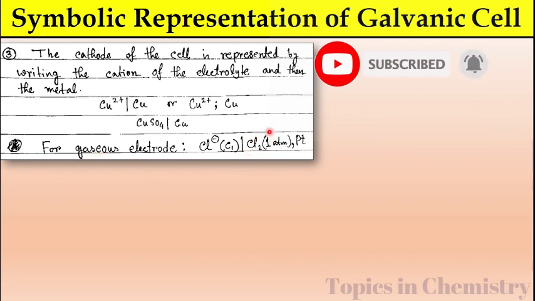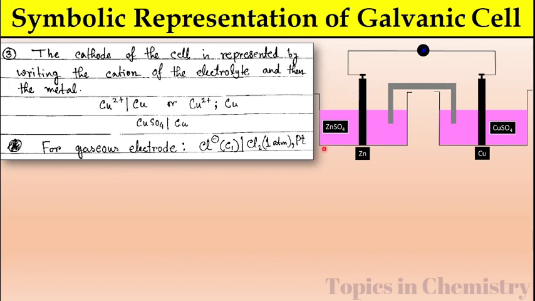So chlorine gas. You have to write what is the pressure. Generally it is 1 atmosphere pressure. Then you have to write a comma. Then here you have to write what is the electrode present. So here platinum is the electrode used. Platinum actually is the inert electrode. So you have to write the platinum electrode at the last. So first you have to write Cl minus, in bracket the concentration, vertical line, chlorine gas, the pressure of the chlorine gas, comma, platinum electrode. So this is for a gaseous electrode.